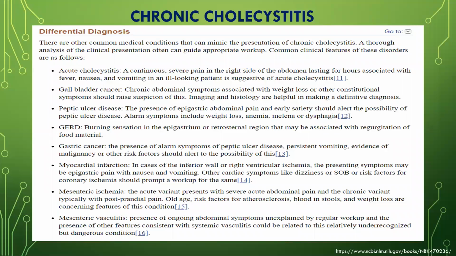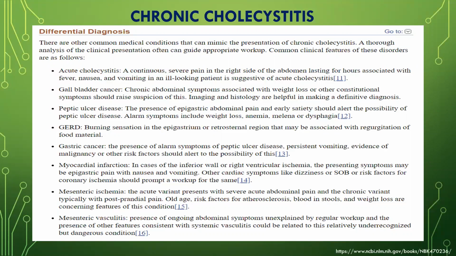In case of inferior wall right ventricular ischemia, the presenting symptoms may be epigastric pain with nausea, vomiting, and other symptoms like dizziness or dyspnea, or risk factors for coronary ischemia, should prompt a workup for myocardial infarction.